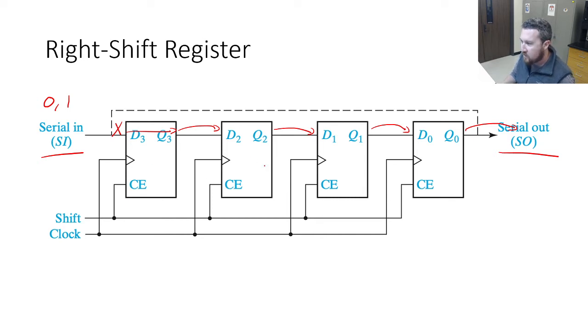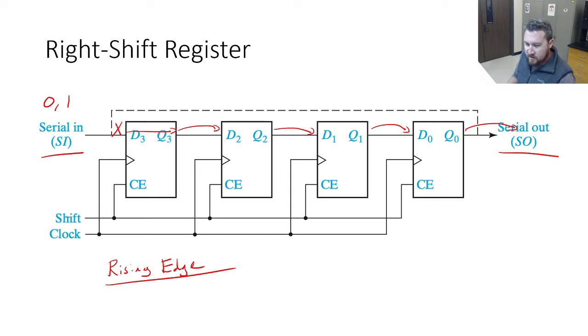Every time the clock pulse happens, and by the way, there's no bubble here. That means this is a rising edge. Set of flip-flops. Every time there's a rising edge, we're going to pass the bit to the right. So if there's a 1 here, then there will be a 1 here. Right? If there's a 1 on 3, there will be a 1 on 2. If there's a 0 on 2, there will be a 0 on 1, and so on and so forth.